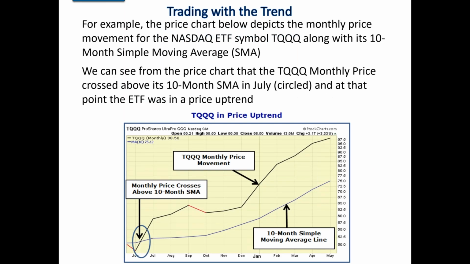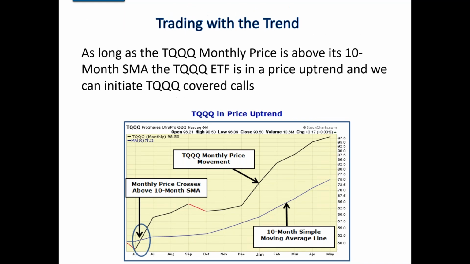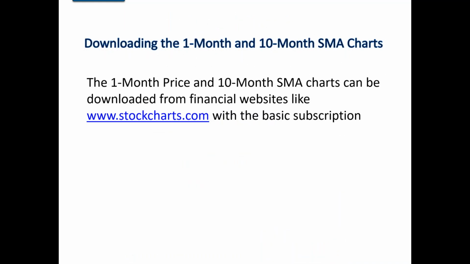So here's an example. This depicts the monthly price of the triple Qs. This black and red line is the monthly price, and the blue line is the 10-month simple moving average. So we can see back in June, the 1-month price crossed above the 10-month simple moving average. At that point, the triple Qs were in a price uptrend, and as long as they're in a price uptrend, we can initiate the weekly covered call. So we just like to check the general trend and make sure it's trending up before we enter a weekly covered call. You can download that 1-month price and the 10-month simple moving average from stockcharts.com or any other of the various financial websites that provide stock charts.